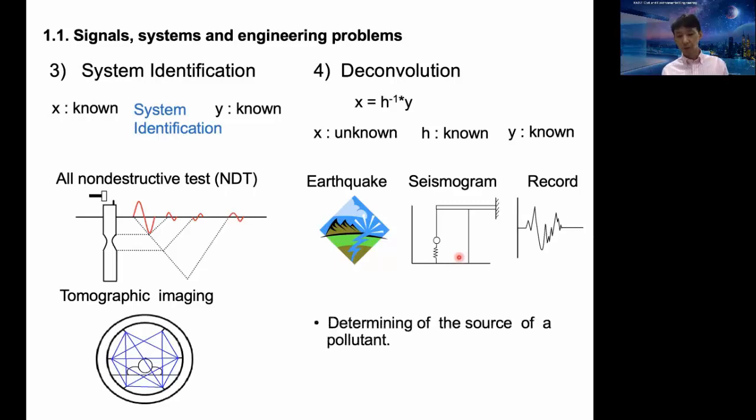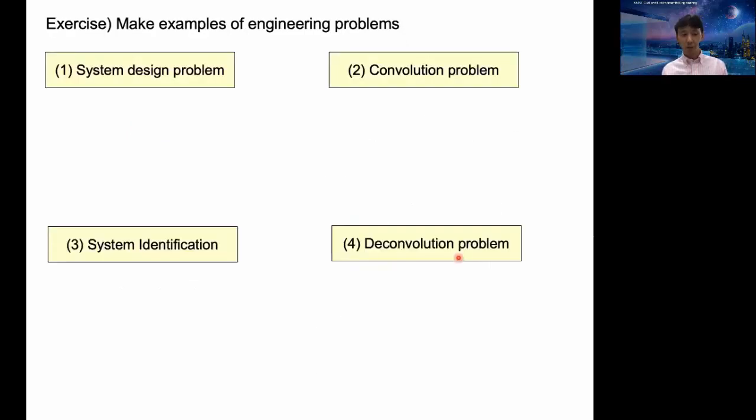Another example of deconvolution is determining the source of a pollutant. So you measure the concentration at several locations, and you know how fast it diffuses. So then you can identify the location of the source of the pollutant. In the class, we can share some examples of engineering problems on your own. So we're going to do this exercise in the class: system design problem, convolution problem, and system identification and deconvolution problem.